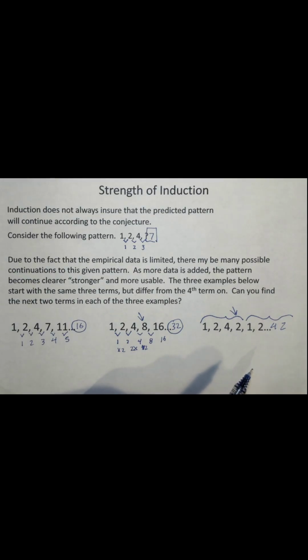When we have limited information, counterexamples are easier to find. Now, just because we cannot find a counterexample in a pattern doesn't mean that it does not exist. It may still exist. It may become very difficult to find.